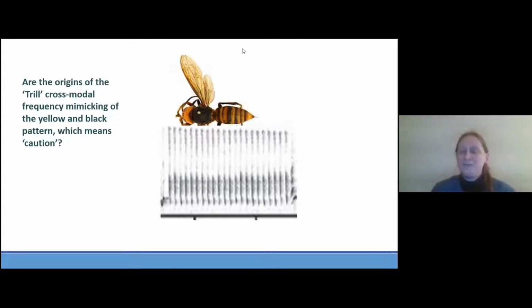This is what I'd really like to test, because the honest answer is I don't know. It was just the meaning seems to be the same of that trill and the yellow and black pattern. And when you compare them visually, they do look strikingly similar. So you get this alternating stripe, it looks like a stripe, and acoustically, it sounds like this alternating, very fast oscillating frequency. So that's what I'd like to test really.